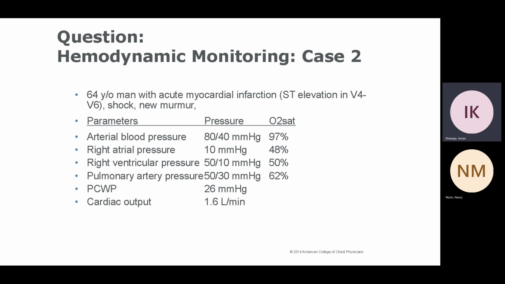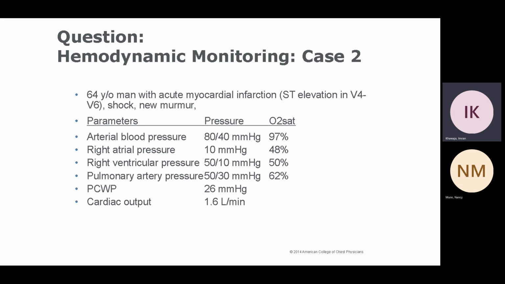All right, a 64-year-old man with acute myocardial infarction is in shock and hypotensive. Right atrial pressure 10, right ventricle 50/10, pulmonary arterial pressure 50/30, wedge pressure 26, cardiac output 1.6. What's the hemodynamic profile here? It's hypotensive shock with decreased cardiac output. Someone with an MI, so cardiogenic shock, with murmurs, so some sort of mechanical complication of MI.